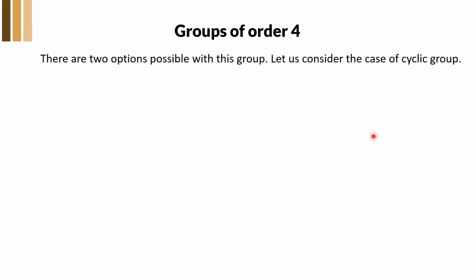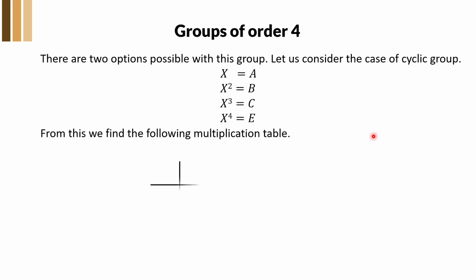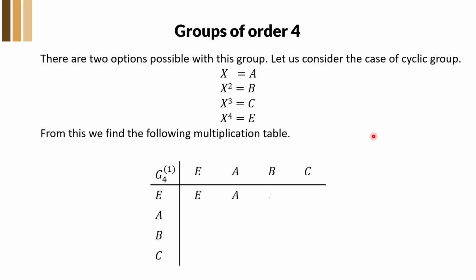the concept of writing a group of order 4 in terms of a cyclic group is that we assume x is an element equal to a, x square is equal to b, x cube is equal to c, x^4 is equal to e. If we do so, then making this table would be rather easier. So if I write the elements in rows and columns and put the values, the first row and first column are of course the same.